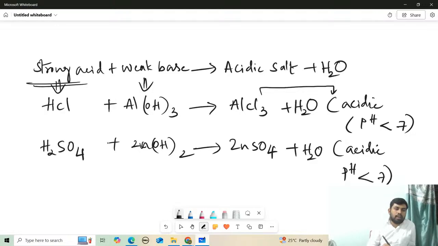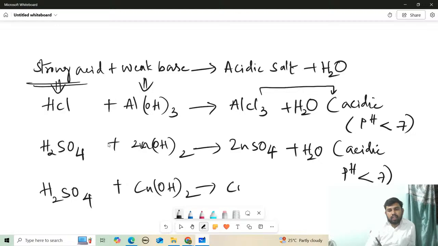Similarly, we have copper sulfate. Copper sulfate is formed due to the reaction between copper hydroxide and sulfuric acid, H2SO4. Again, what will the result be here? We'll get copper sulfate plus H2O. Again, pH will be less than 7.